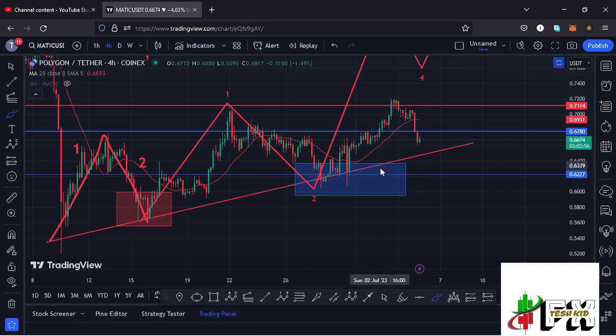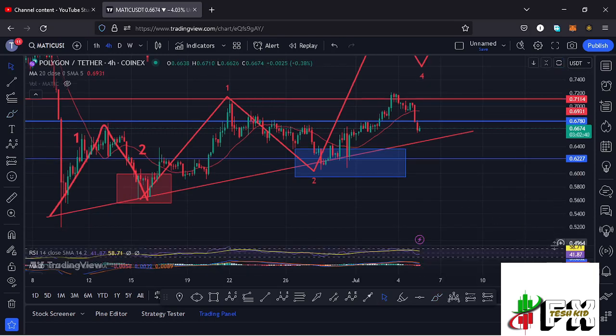A break out of this blue target area to the lower side will be suggesting an even more bearish scenario here on the Matic chart. So let's be patient and see how that plays out. Those are the two possible moves that I'm keeping my eyes on.